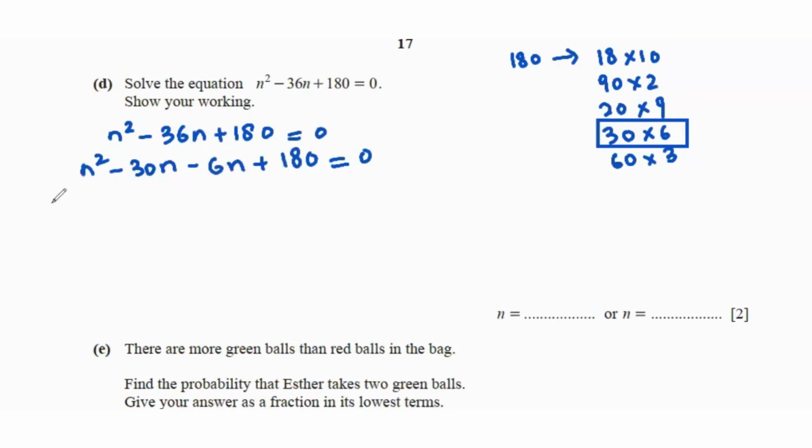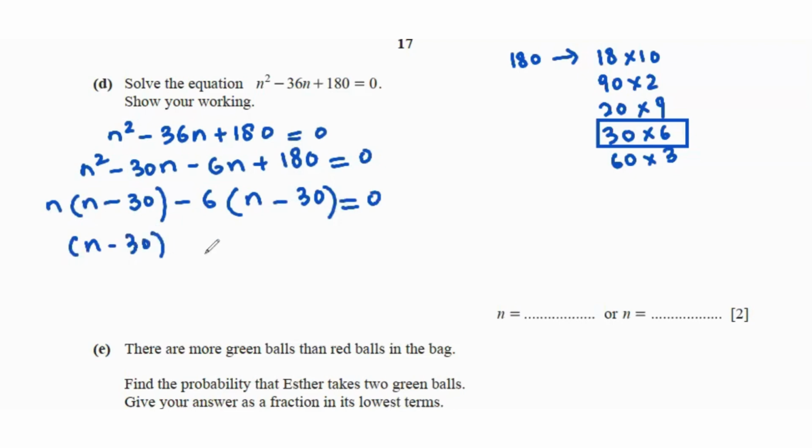Now we factor by grouping. The first group is n square minus 30n, and when we factorize that, we get n times n minus 30. The second group is negative 6n plus 180. We can take negative 6 common, so that's going to be n minus 30 again. So n minus 30 is common between n and negative 6, so they come in the second bracket. So n is 30 and n is equal to 6.